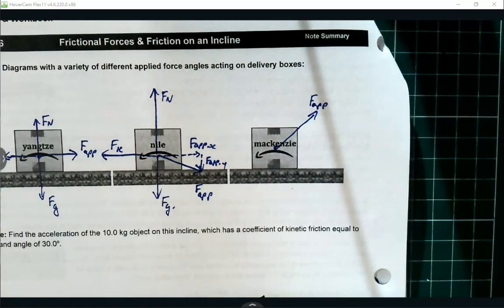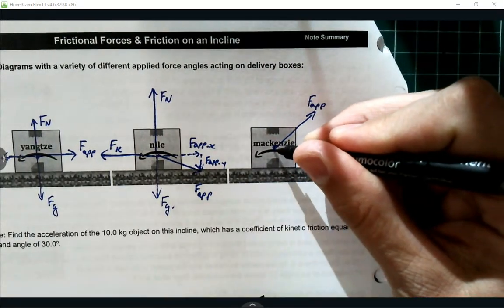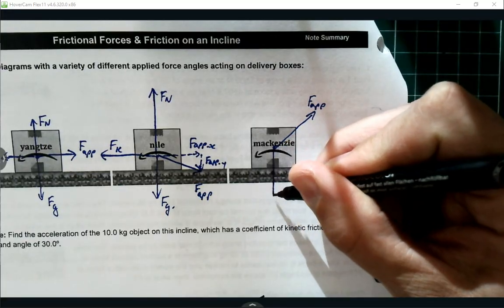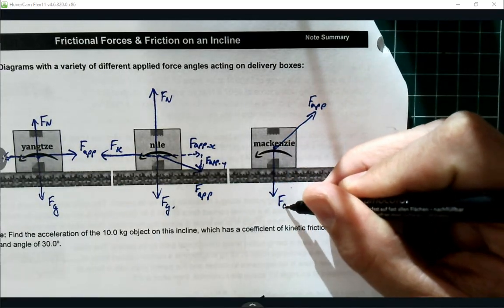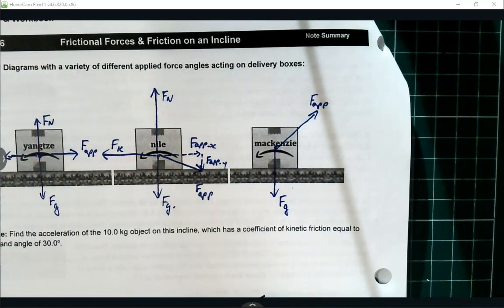If we had an applied force that was going like this, if it had the same mass as the Nile and the Yangtze, we got the FG.